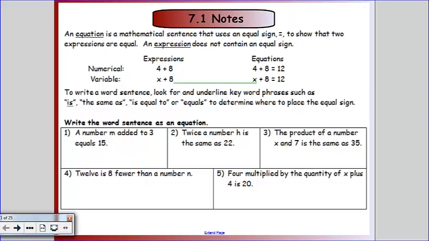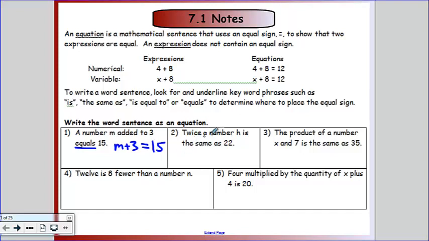We'll go with blue. Number 1 says, a number m added to 3 equals 15. So clearly the word equals represents equals. The first half says m added to 3, so I'm going to write that as m plus 3, as we've seen many times before. Now I have an equals, and then after the equals I just have the number 15. And that's how you transfer a sentence into a math sentence.